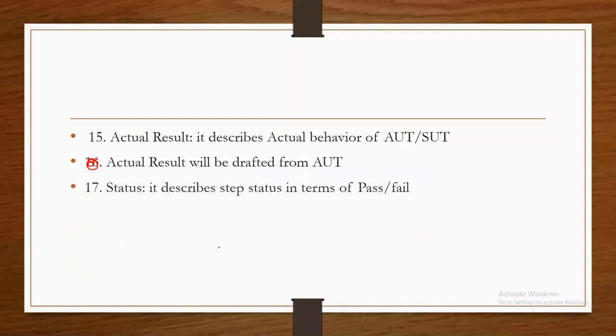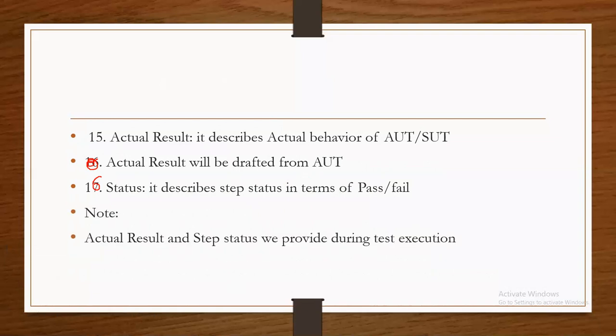Next one, 16th one, status. It describes the step status in terms of pass or fail. Actual result and step status we provide during test execution. These two components we are going to provide at the time of execution only, but up to 14 components we are going to use while writing the test case.